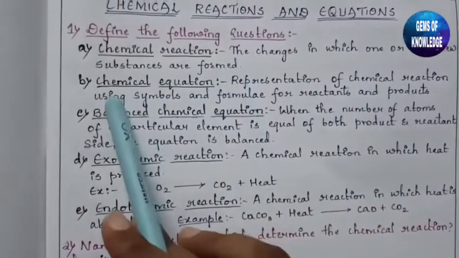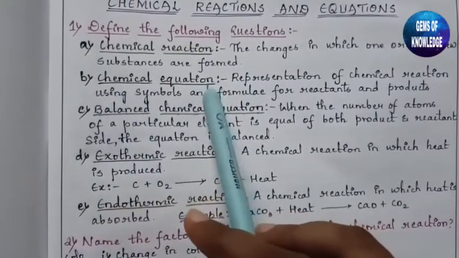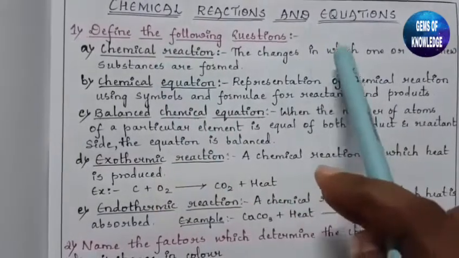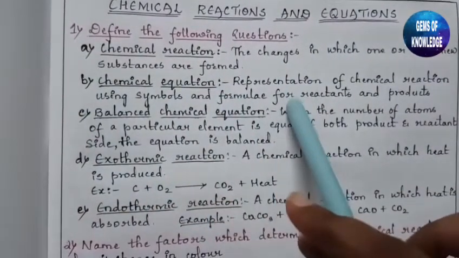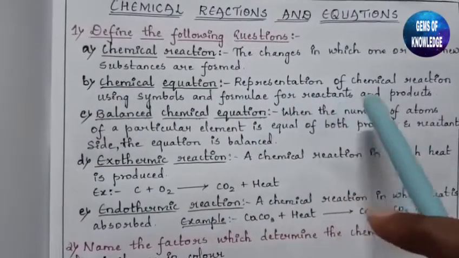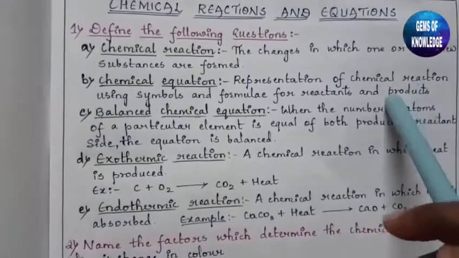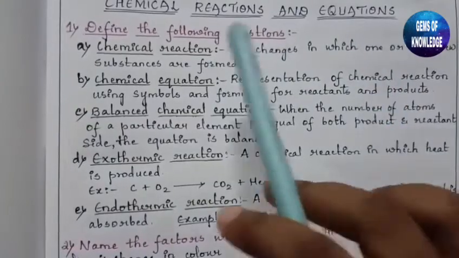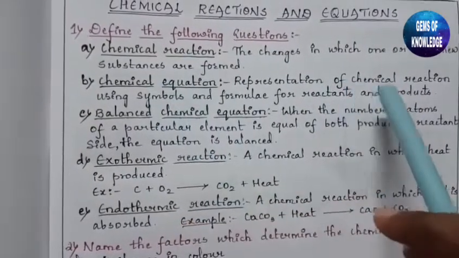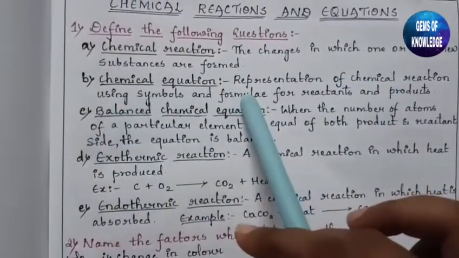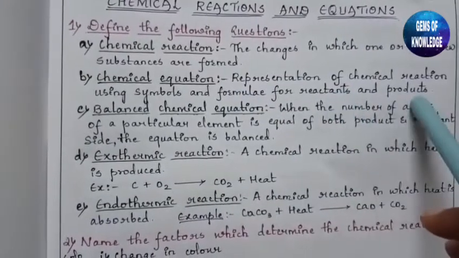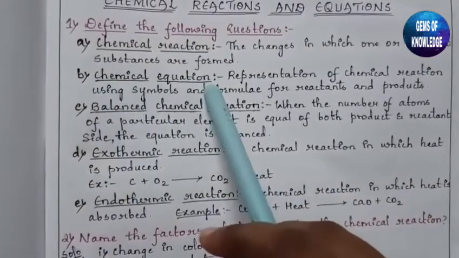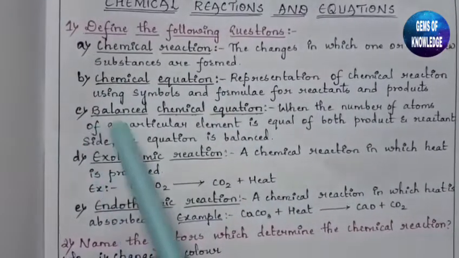Okay, next coming to chemical equation. What is a chemical equation? It is the representation of a chemical reaction using symbols and formulas for reactants and products. There are two sides, one is the reactant side and one is the product side. So when you use symbols and formulae for the reactants and products in a chemical reaction, you will get a chemical equation.